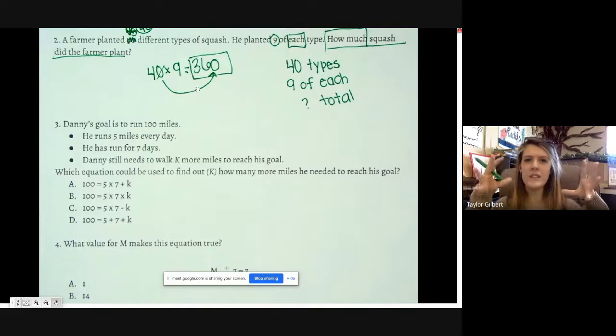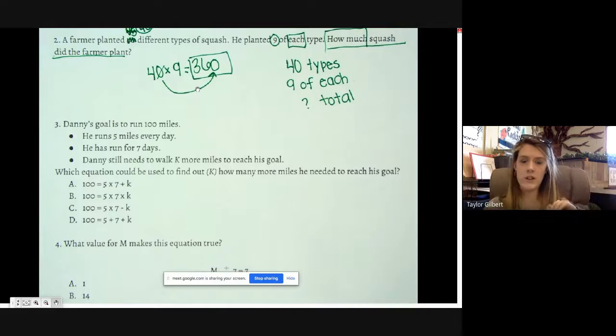Think about this. They gave us that total, okay? His goal, that total, 100 miles altogether. Every day he runs 5 miles, and he's run for 7 days. So he ran 5 miles this day, 5 miles that day, 5 miles that day, to get to 100. But he still has some more miles to run before he gets to 100.